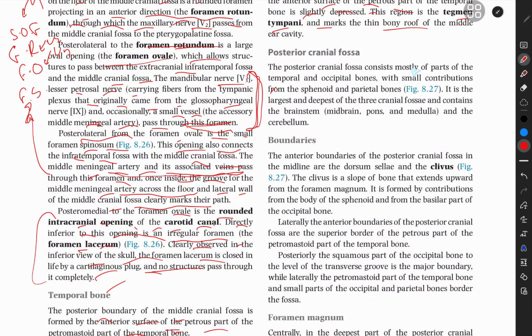The posterior cranial fossa consists mostly of parts of the temporal and occipital bones with small contribution from the sphenoid and parietal bones. It is the largest, deepest of the three cranial fossae and contains the brain stem, we don't need to know this, and the cerebellum.